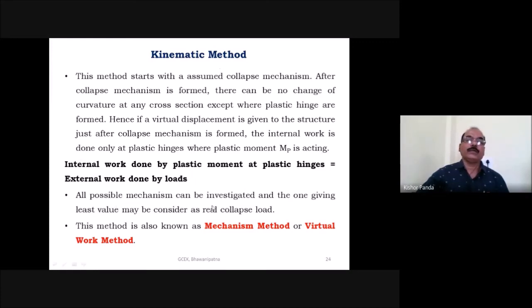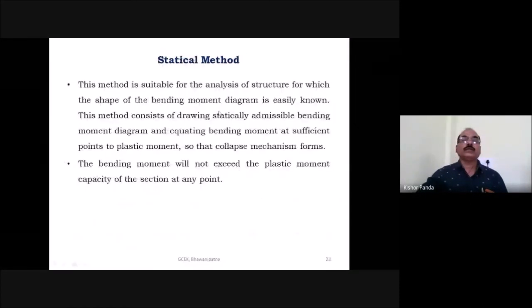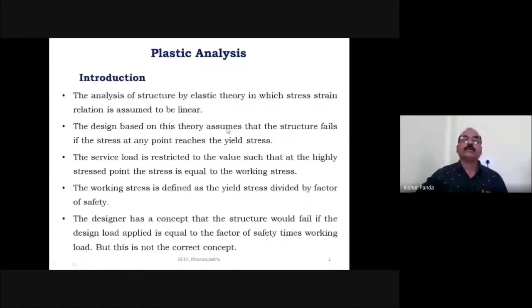All possible mechanisms can be investigated, and the one giving the least value is considered the real collapse load of the structure. This method is also known as the mechanism method or virtual work method. Using these two methods, you can find the collapse load of a structure. So now you are clear.